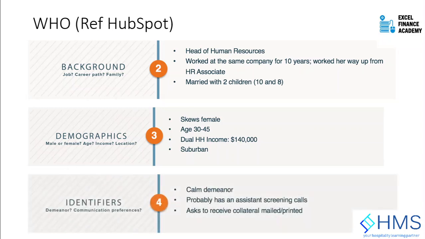Then you have identifiers. What does their personality look like? They are calm. They may have an assistant. Maybe they have a secretary. Maybe they have additional collateral mailed or printed, asked to receive. They don't want digital. They always want printed material to see.